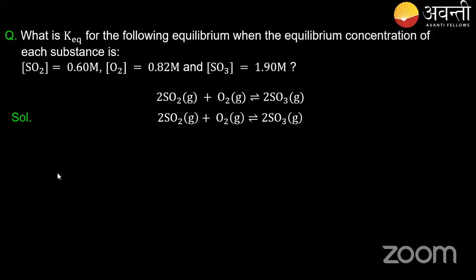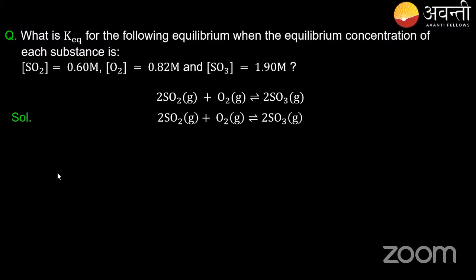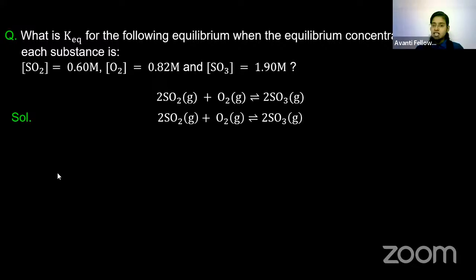SO2 power 2 into O2 divided by SO3 power 2. Rakshita, you are making a small mistake in your answer. Can you rectify that and tell me? SO3 bracket power 2 divided by SO2 bracket power 2 into O2. Very good. Rakshita, did you find out the mistake that you made?